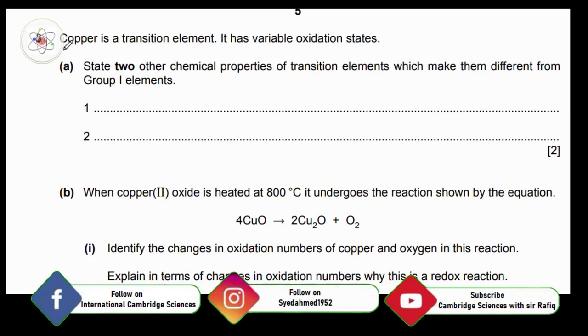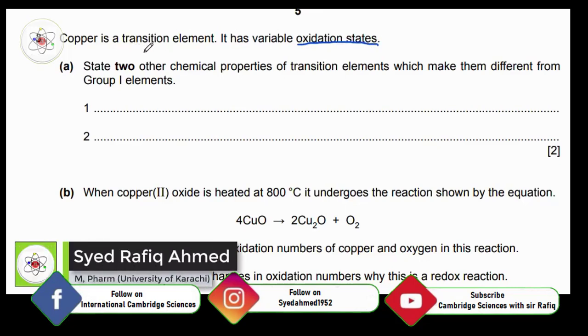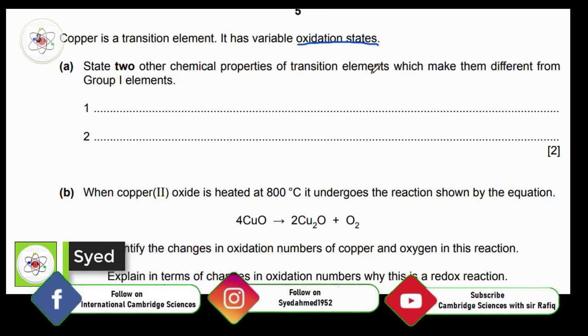So copper is a transition element. It has variable oxidation states, which is one of the chemical properties of transition elements, right? So state two other chemical properties of transition elements which make them different from group 1 elements, right? So we have to write two chemical properties apart from the variable oxidation states.